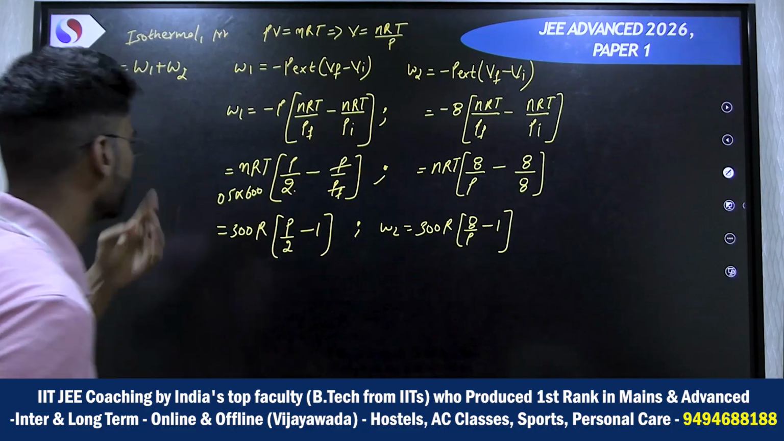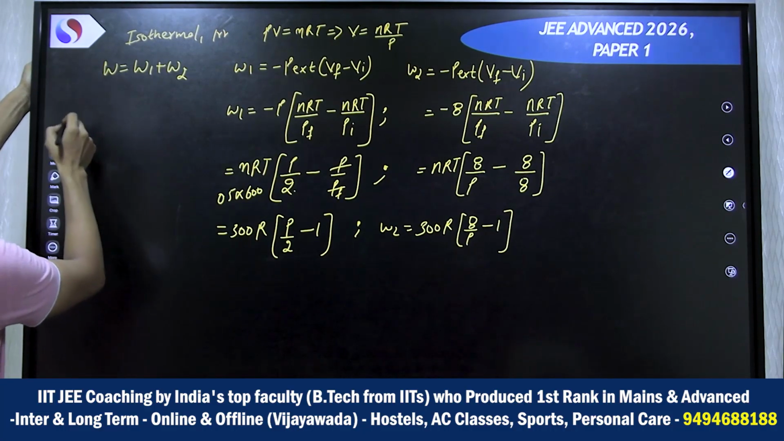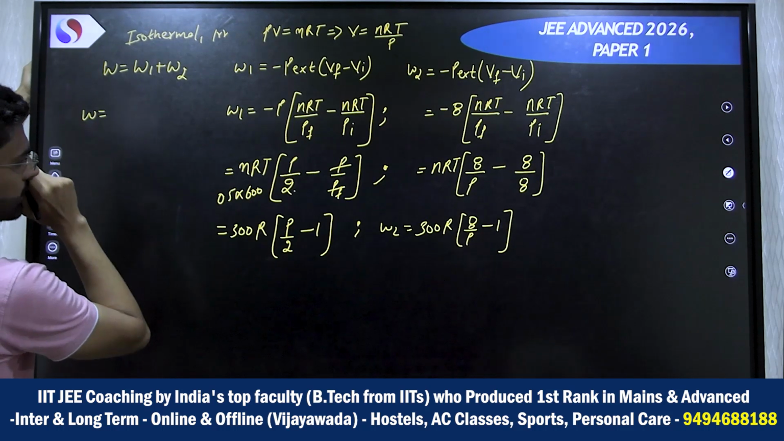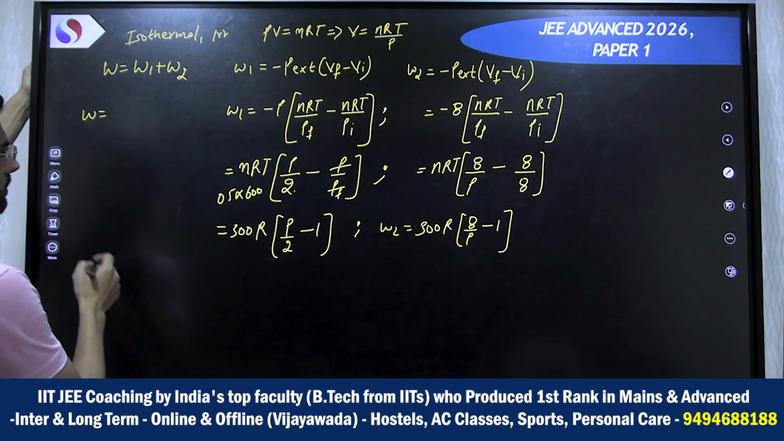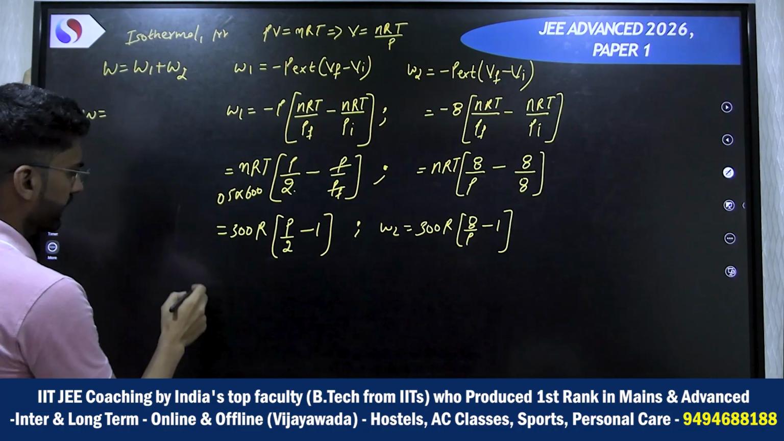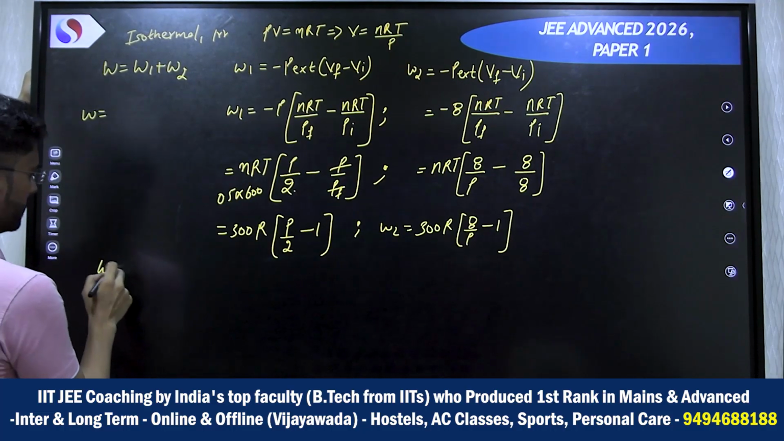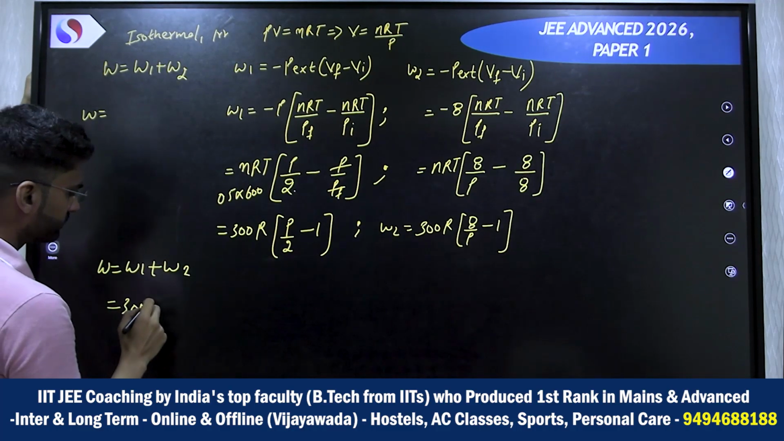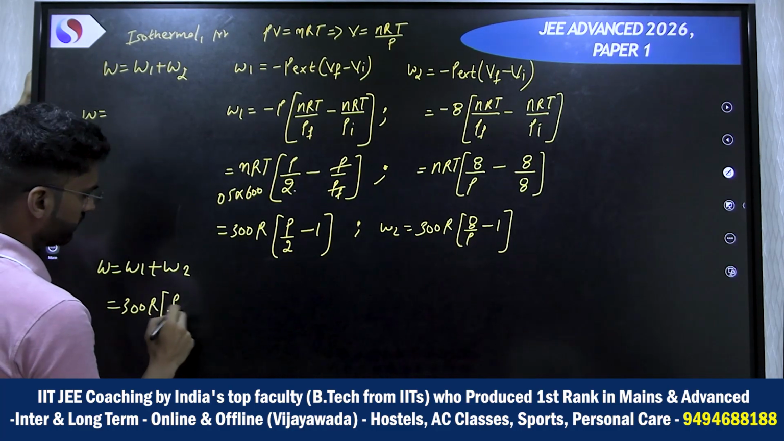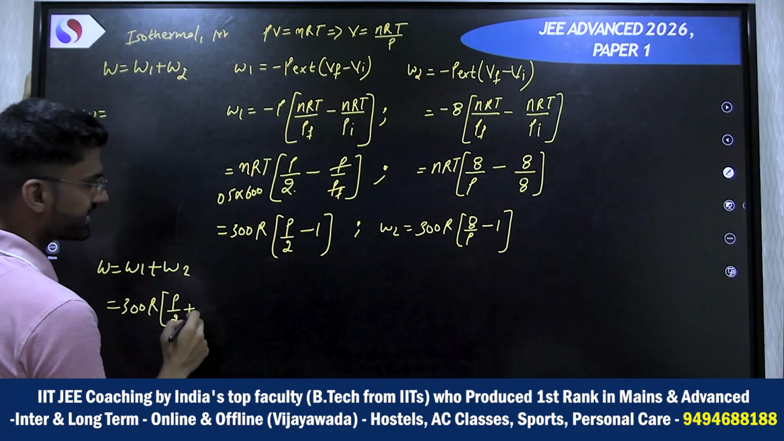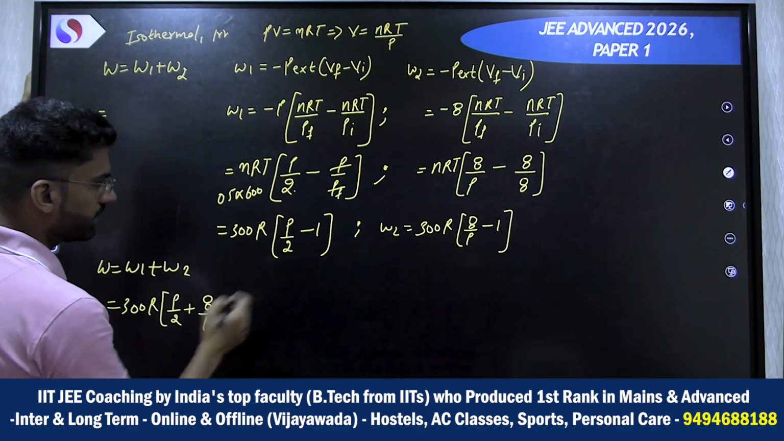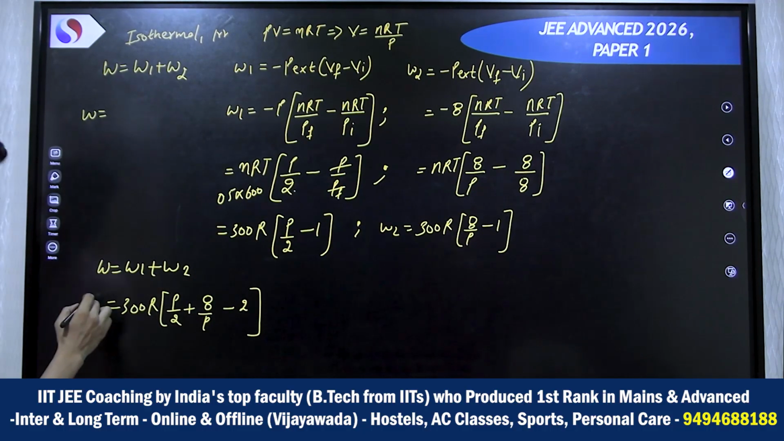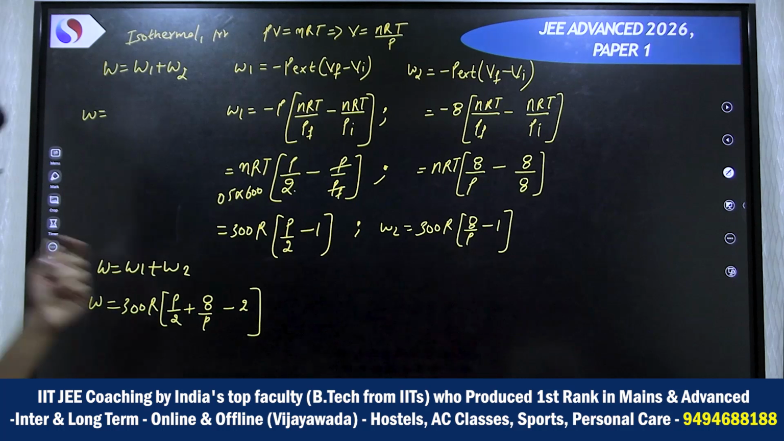If I add both, what will I get? In this case, W will be equal to W1 plus W2, that is equal to 300 R (P by 2 plus 8 by P minus 2). Okay, now how to calculate the value of P here?